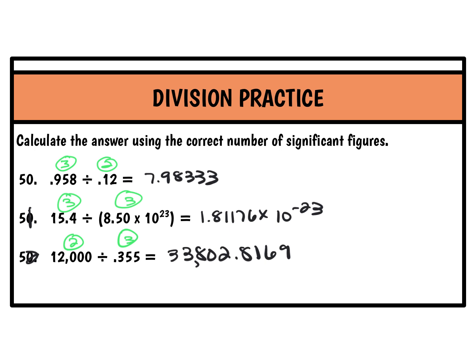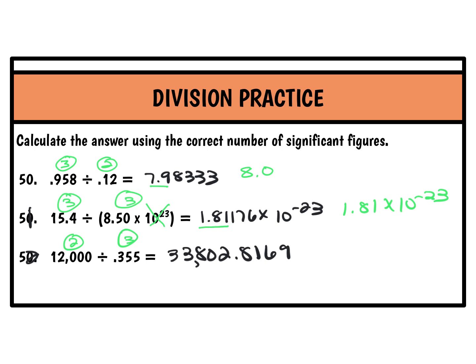So if we look at 50 here, we can see that our numbers that we have are 3 and 2. So our final answer here can only have 2 sig figs in it, but you notice that we need to round up because there's that 8, so this is going to make this 8.0. Notice this one, I just was not trying to trick you. It just kind of happened this way. Remember, this does not count as significant. So this would only have 3 sig figs in it. So I'm going to keep these digits here. So this would be 1.81 times 10 to the negative 23rd.